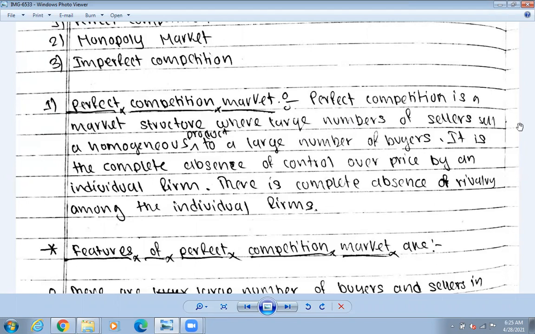there is a large number of sellers who sell a homogeneous product to a large number of buyers. So there is a complete absence of control over price by an individual firm, and there is a complete absence of rivalry among the individual firms also. There is no rivalry. It is simple: there are a number of sellers, and they are selling the homogeneous product.